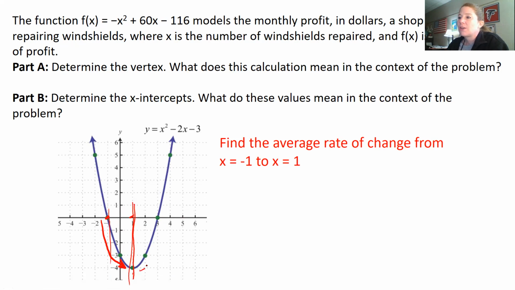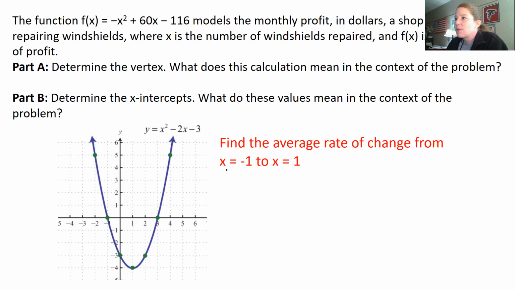Well, from here on forever to the right, it's increasing. So we're starting off by decreasing, and then we go to increasing. So the average rate of change is going to be different according to what points you choose. This one's being very specific, and it's telling us to pick the x values of -1 to +1.